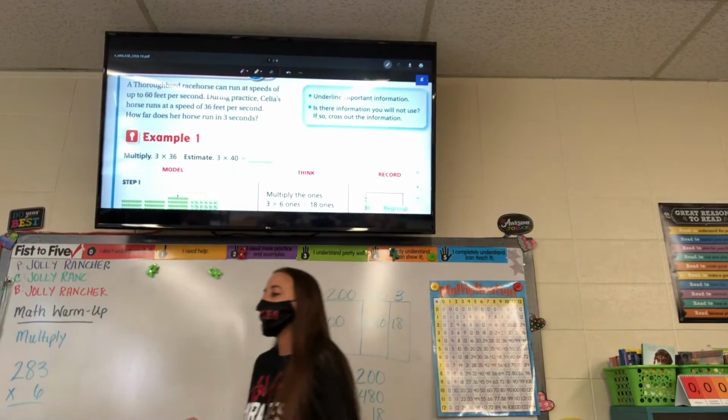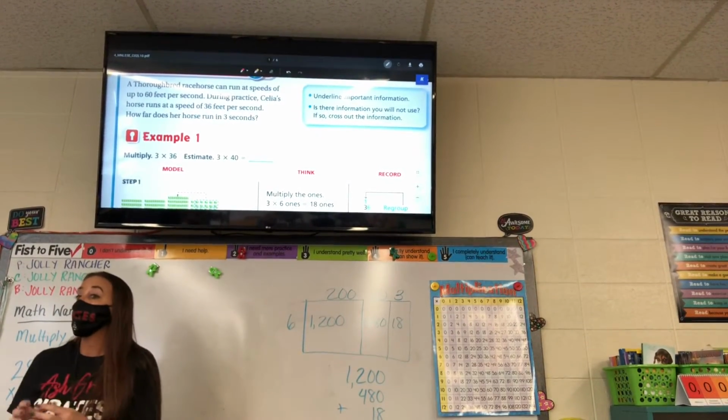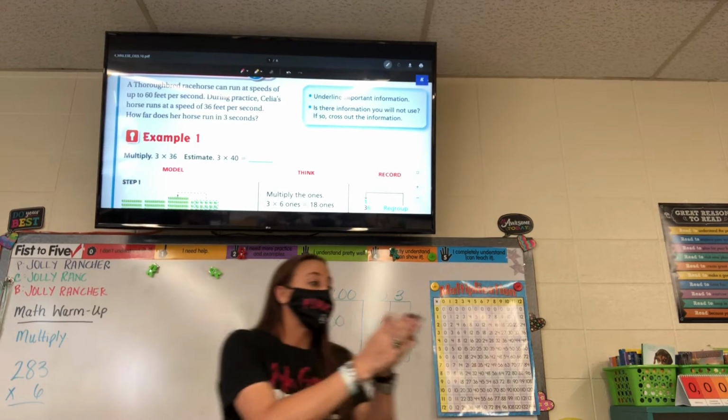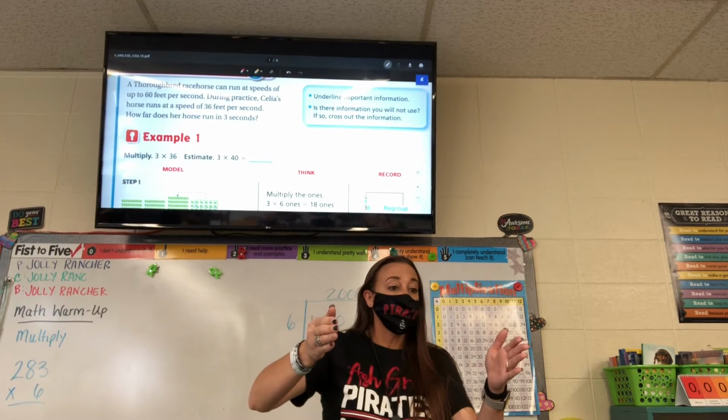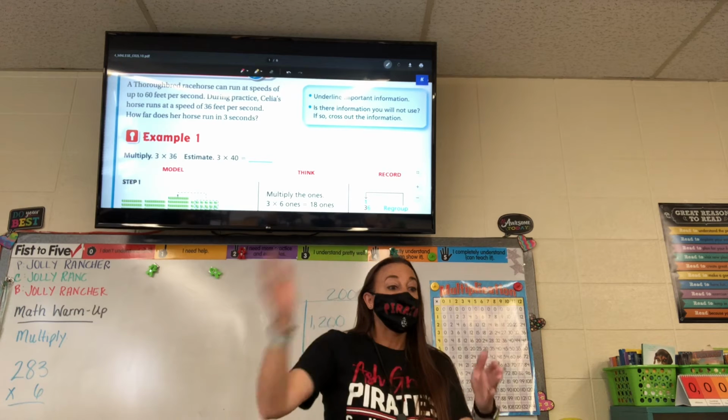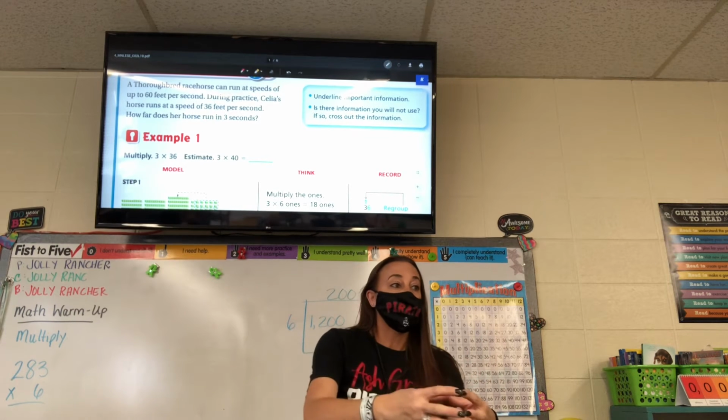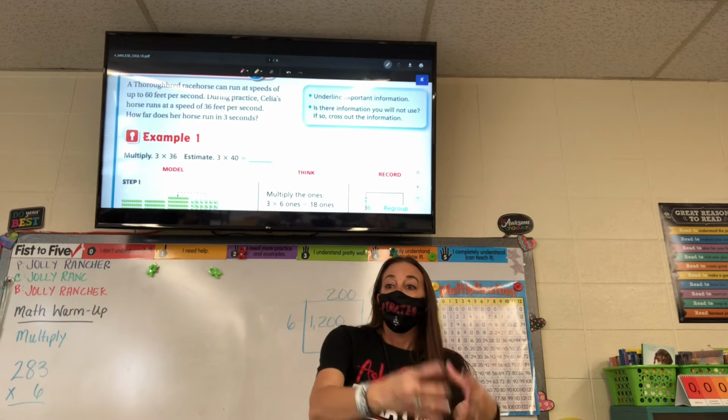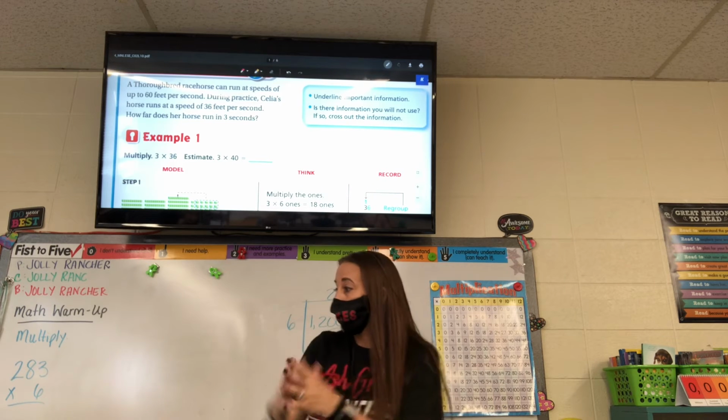Okay, and this method is called multiplying with regrouping, okay? Because when you carry something over, you're regrouping, okay? You're taking it from the ones group over to the tens group, right?